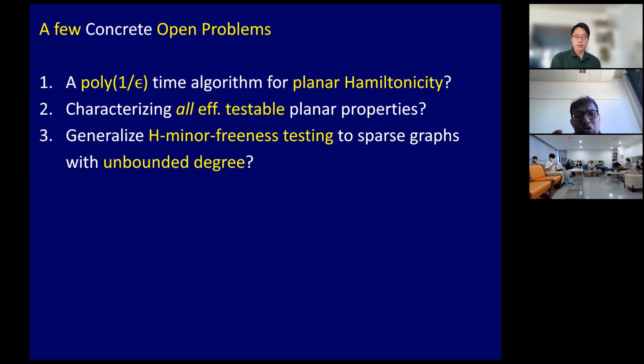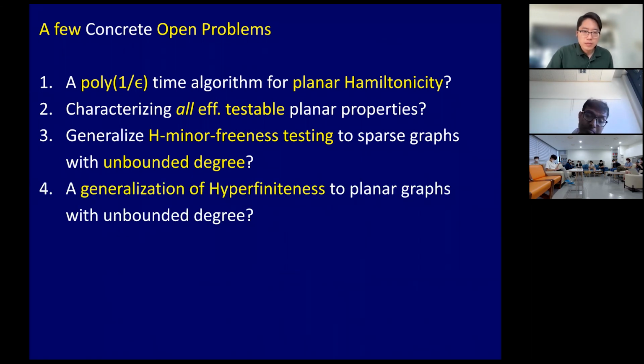A few more interesting open questions. We would like to generalize testing H-minor freeness, for arbitrary but fixed graph H of small size, to sparse graphs with possibly unbounded degree. This is something that I'm working on jointly with Seshadhri and Sabyasachi Basu. We have some partial progress, but close but no cigar, as they say.